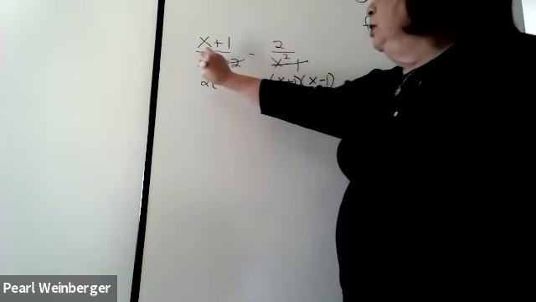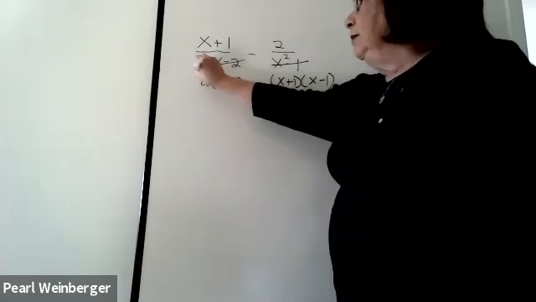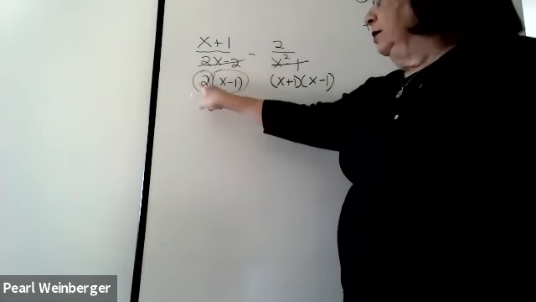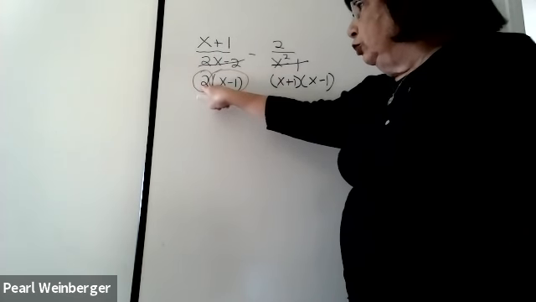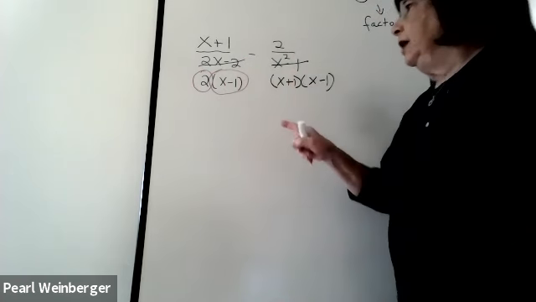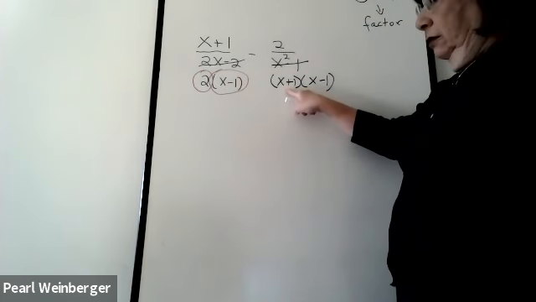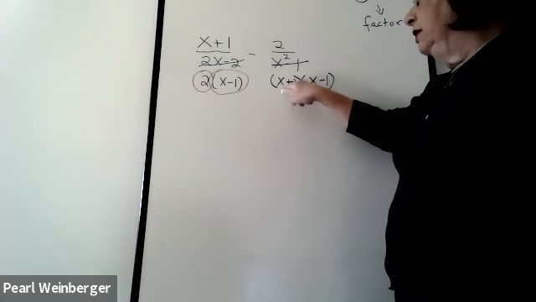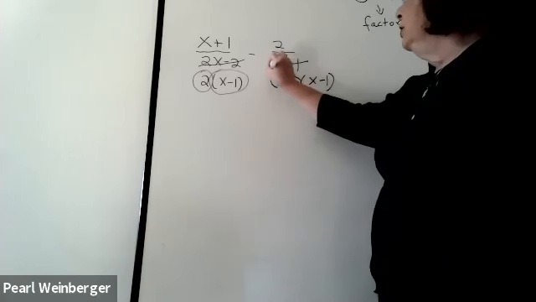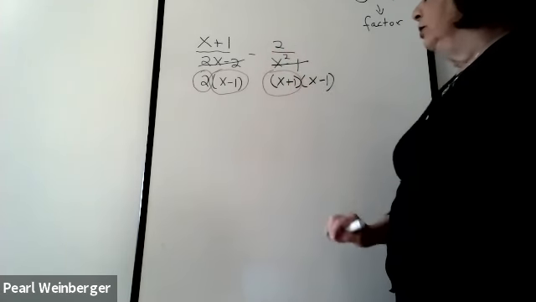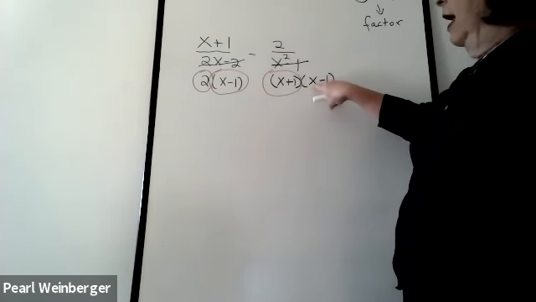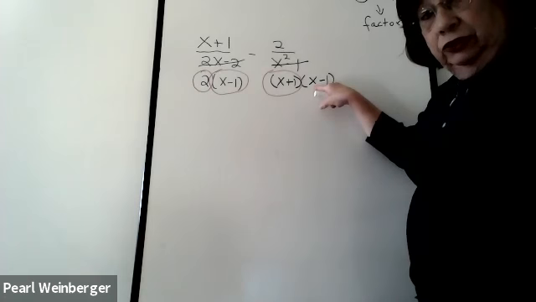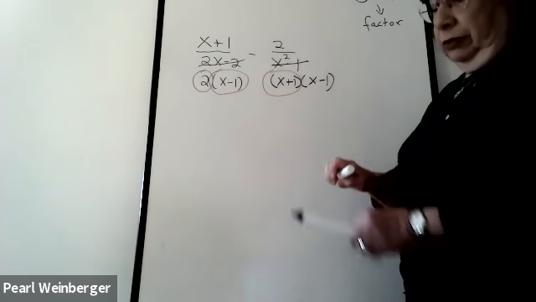What I do is I start with my first denominator and circle each of the factors in the first denominator. The first denominator had factors of 2 and x minus 1. Then I go to my second fraction, and my first factor I see is x plus 1. I have not circled an x plus 1 yet, so I'm going to have to circle the x plus 1. The next factor is x minus 1, and I already circled that, so I do not have to circle that.